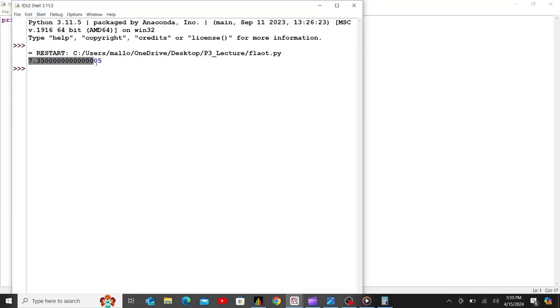This value here, for the most part, is the same. It just has all these zeros and a 5 way over here at the end. And even though this value is extremely close to being 7.35, technically it's not 7.35. It's this whole number right here, and this can throw off math. So when we're doing math with Python, if possible, it's nicer to do the math equations with integers.